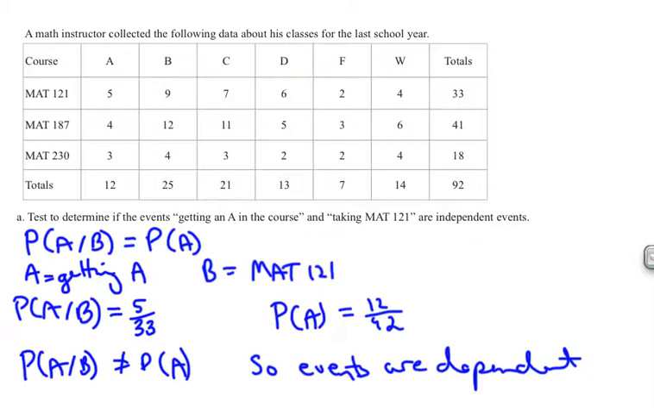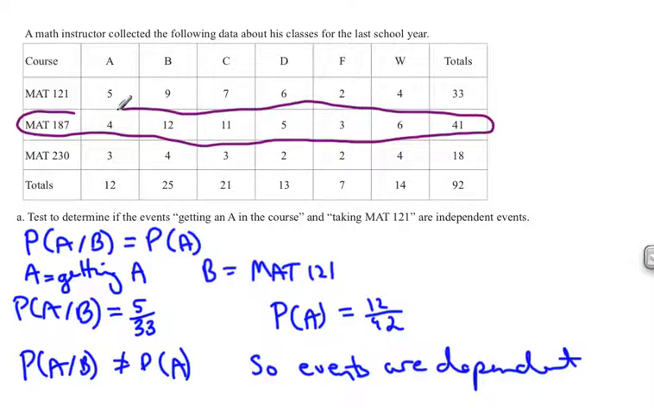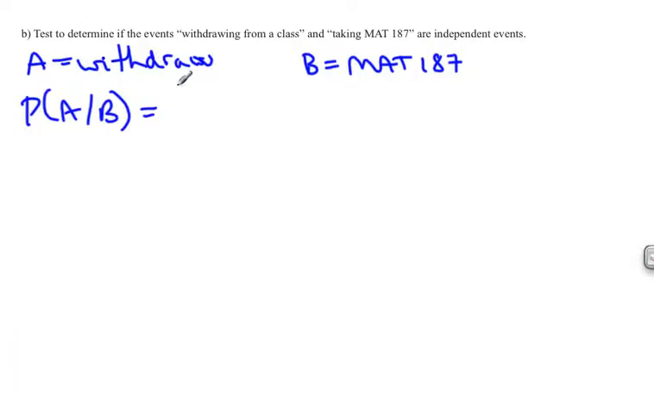Going back to our table, given B, B was taking Math 187. So that would be this group here. Again, we only need to look at this row. There are 41 people who took Math 187, and we're looking for withdrawals, which would be 6 people who got a withdrawal. So this would be 6 out of 41.